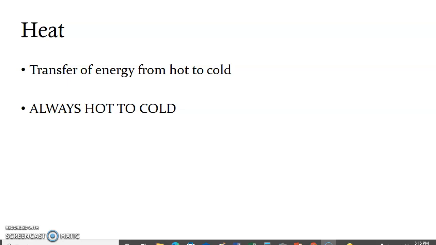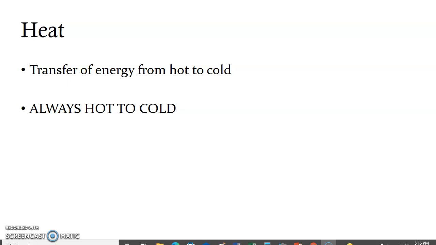So heat is the transfer of energy from hot to cold. Always from hot to cold. Never from cold to hot. Heat is the transfer of energy from hot to cold. Always. So when you are heating up a room, you are putting hot energy into it, not cold energy. There's no such thing.